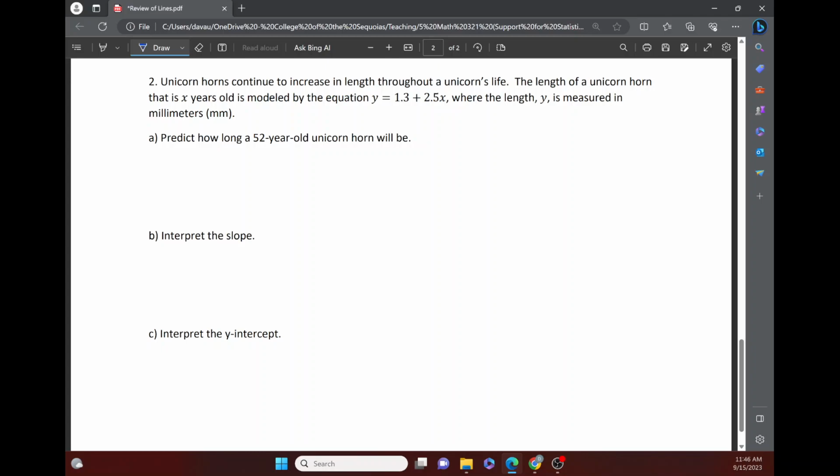So y is the length of the unicorn horn. x is how old the unicorn is. So if we want to predict how long a unicorn horn will be for a 52-year-old unicorn, we're going to replace the x with 52, since x represents how old the unicorn is. So we would say y equals 1.3 plus 2.5 times 52.